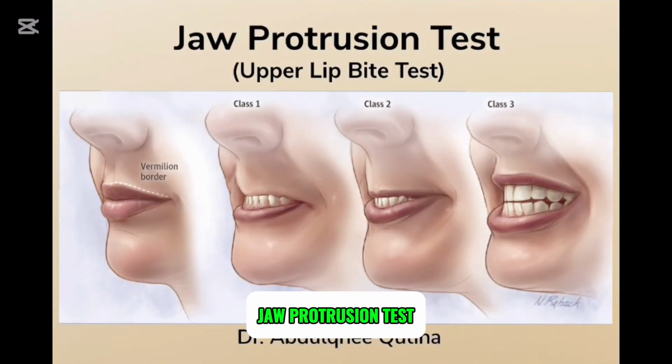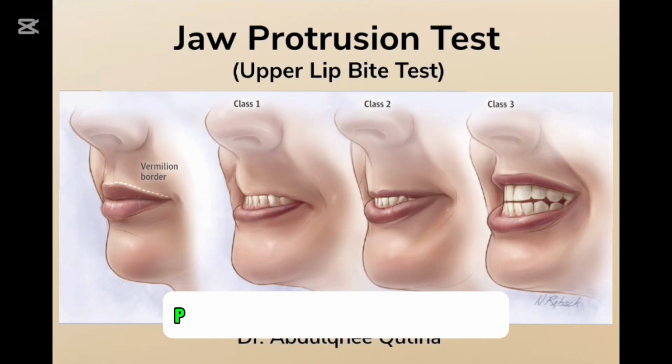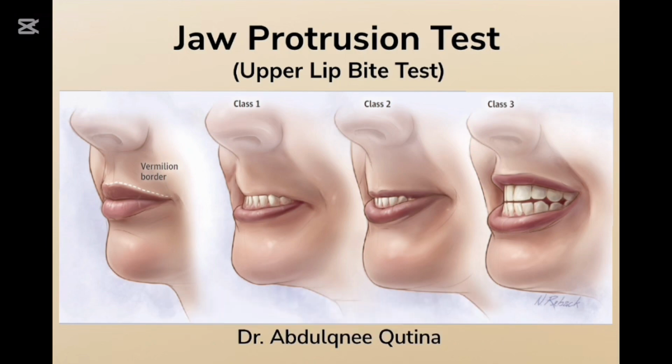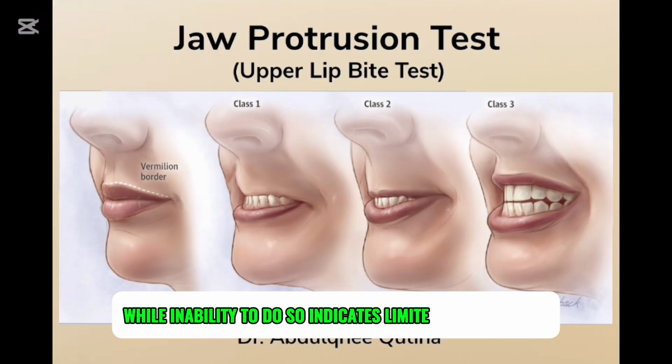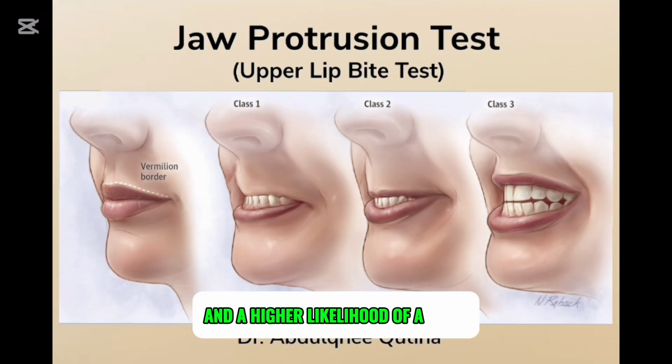Jaw protrusion test, upper lip bite test. The jaw protrusion or upper lip bite test evaluates mandibular mobility. Patients who can easily bite the upper lip have a lower risk of difficult laryngoscopy, while inability to do so indicates limited jaw movement and a higher likelihood of airway difficulty.